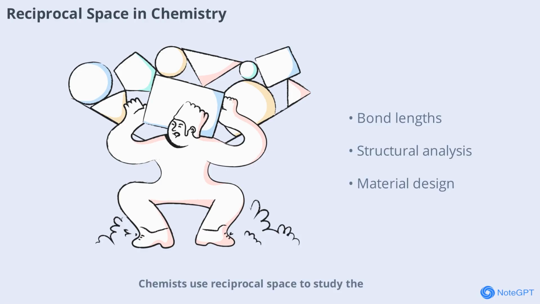Chemists use reciprocal space to study the arrangement of atoms in molecules and solids. By analyzing diffraction patterns, they can determine bond lengths, angles, and other structural details. This information is crucial for understanding chemical reactions, designing new compounds, and developing advanced materials for industry and medicine.